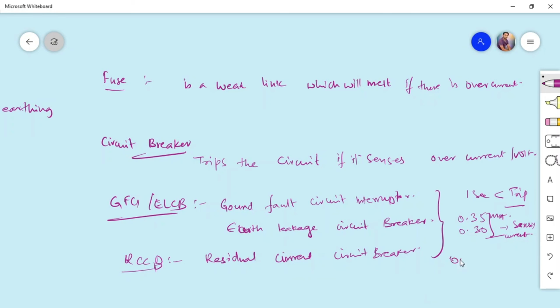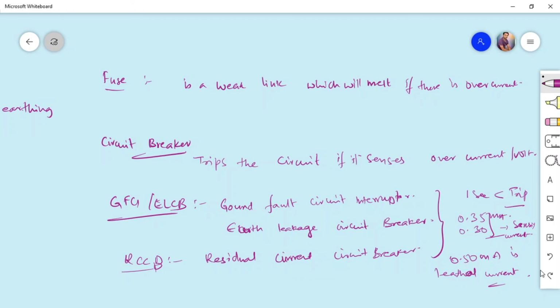Because 0.50 milliamps is lethal for us. So it has to sense and trip if the leakage current is more than 0.30 milliamps or 0.035 milliamps.